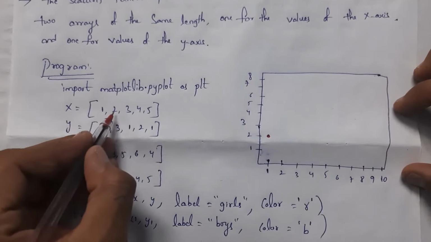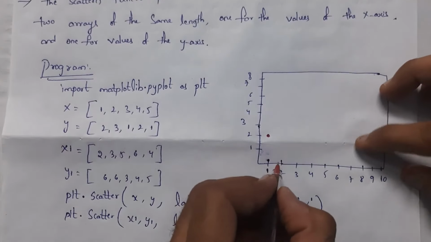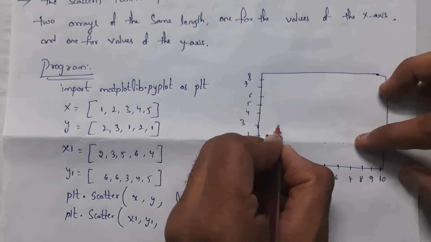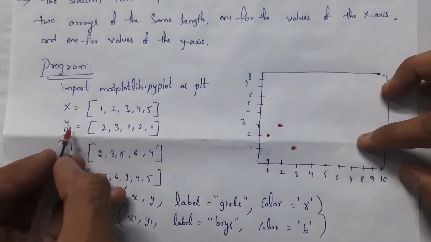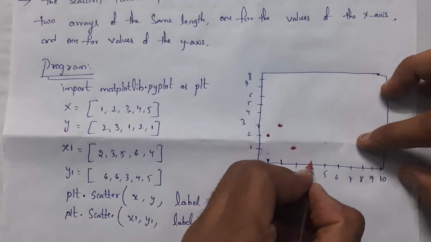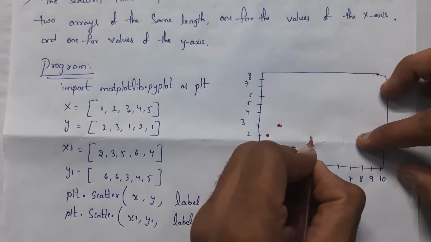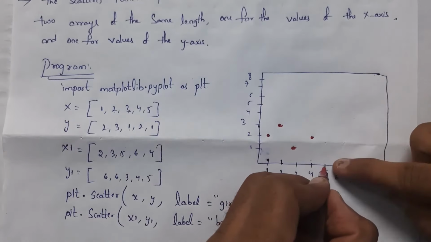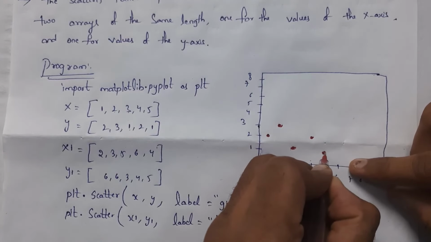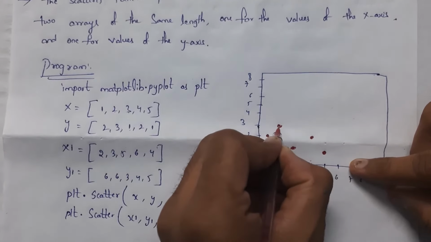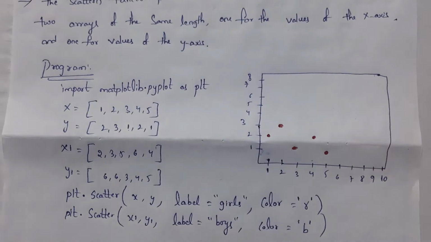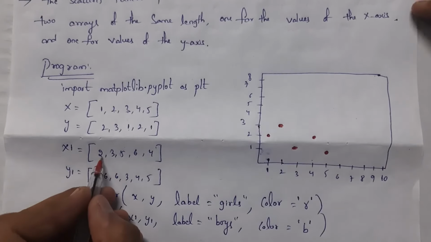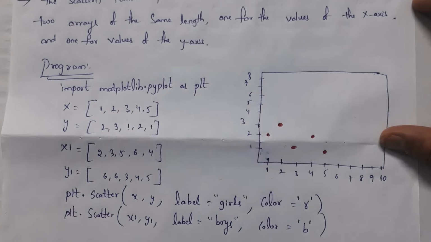Similarly, next one, x-axis 2 and y-axis 3 here. And next one is x-axis 3 and y-axis 1 here. And next one is x-axis 4 and y-axis 2 here. And next x-axis 5 and y-axis 1. These are girls' results.